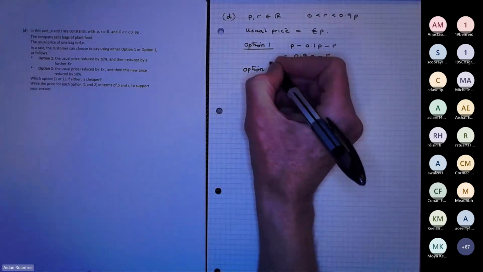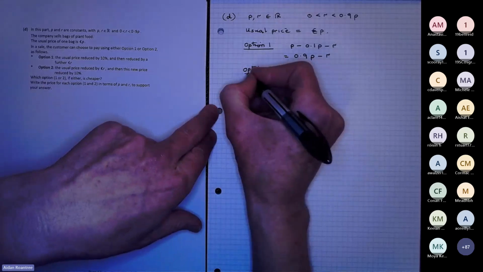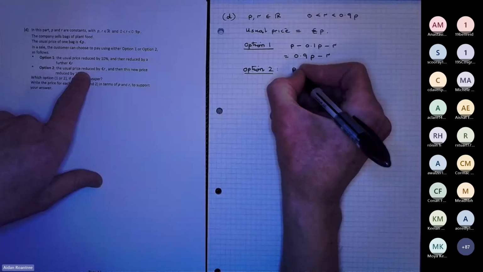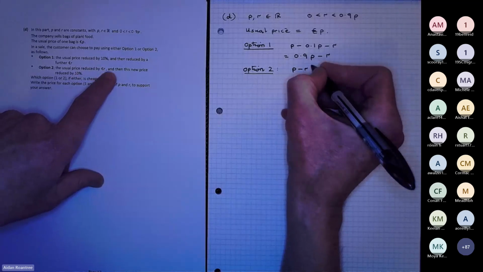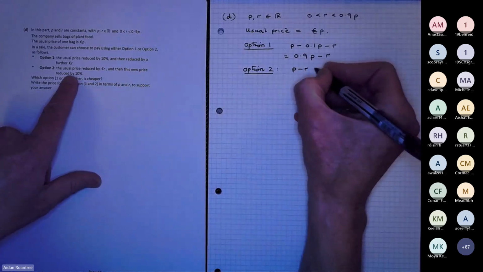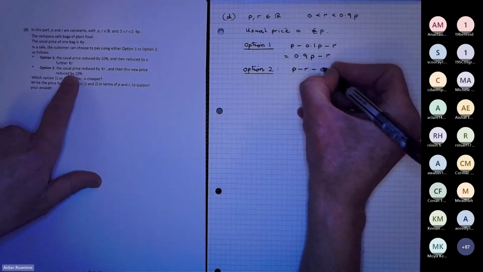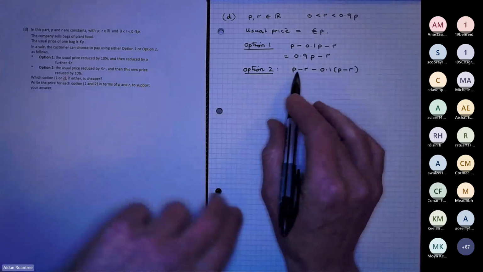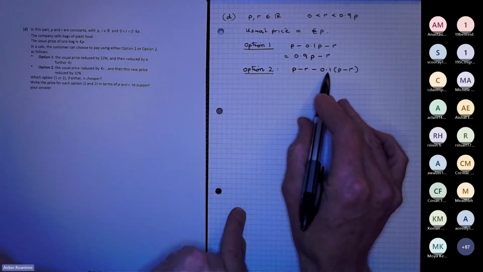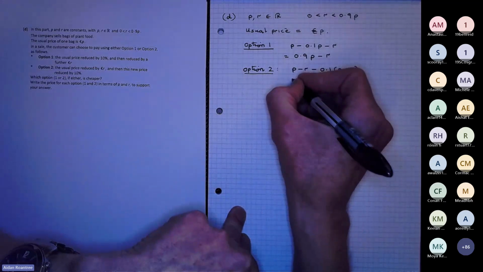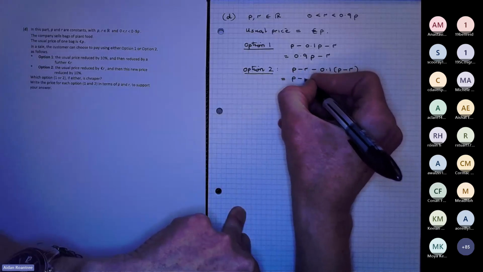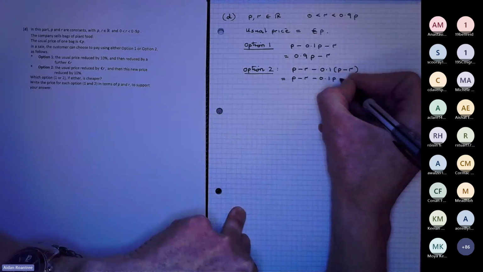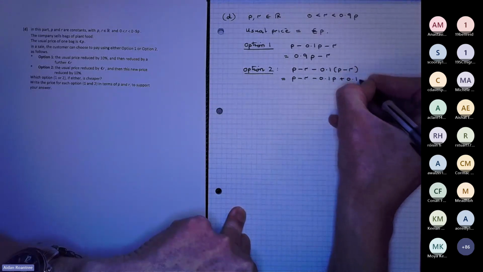The other option that the customer has, according to the question, option 2, is to take the usual price and reduce that by R. And then this new price reduced by 10%. So reduce that by 10% of P minus R. Now let's just work this out. So this is the new price, and then they said take 10% off of the new price. So we get P minus R minus 0.1p. But then we have minus minus is plus 0.1 R.